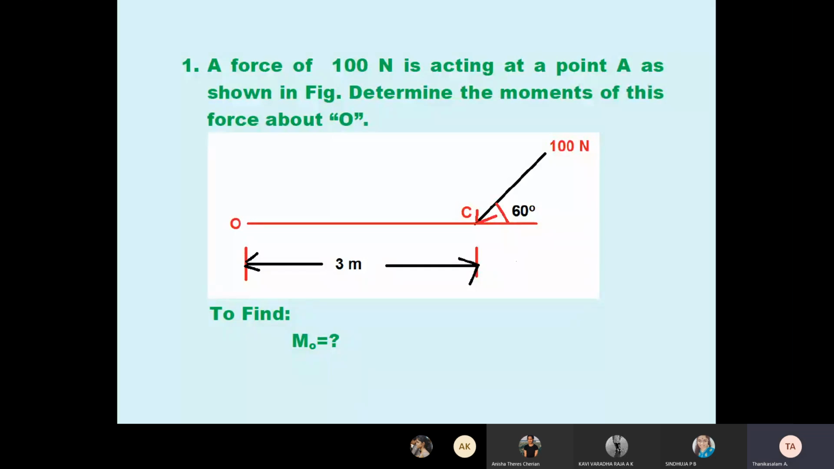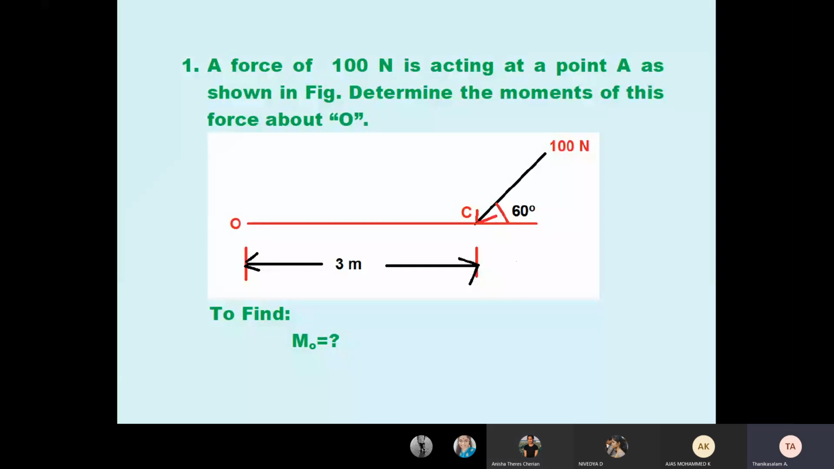Therese, can you read the problem? Yes, sir. A force of 100 Newton is acting at a point A as shown in the figure. Determine the moment of this force about O. Okay, that is the question.